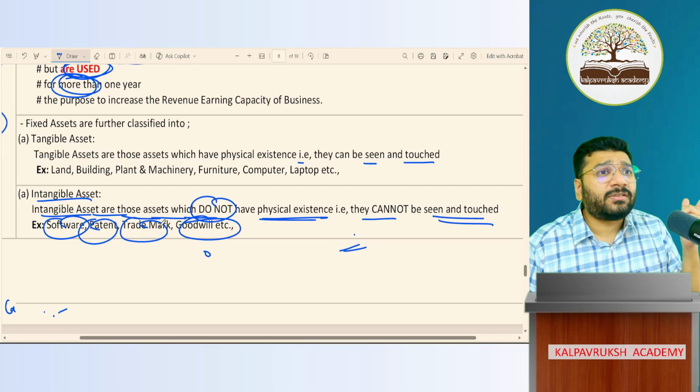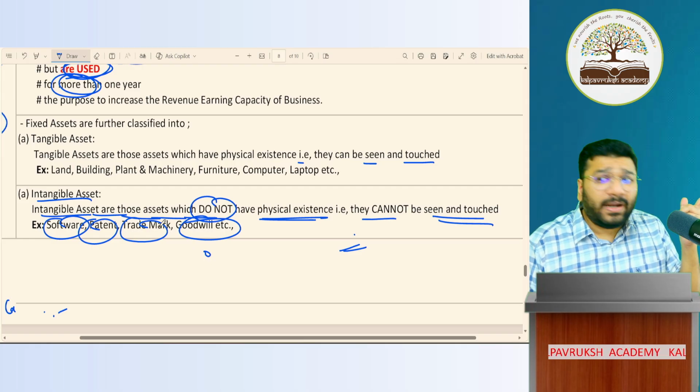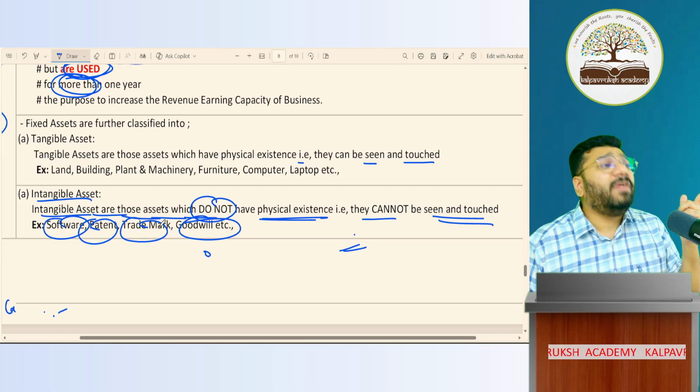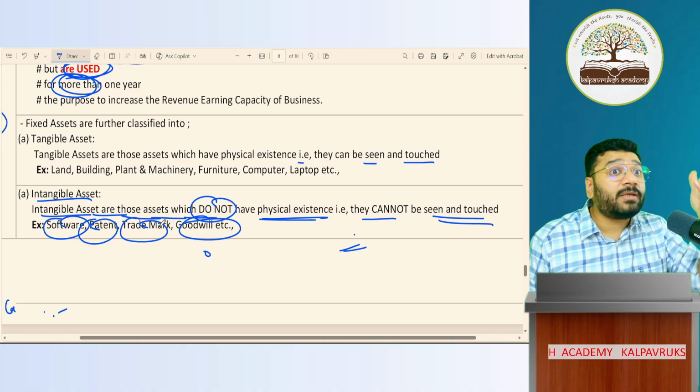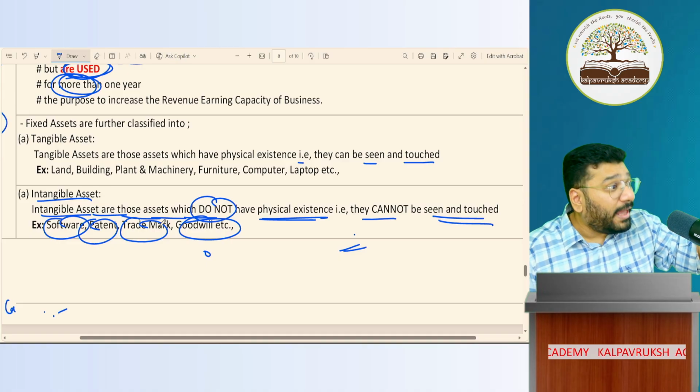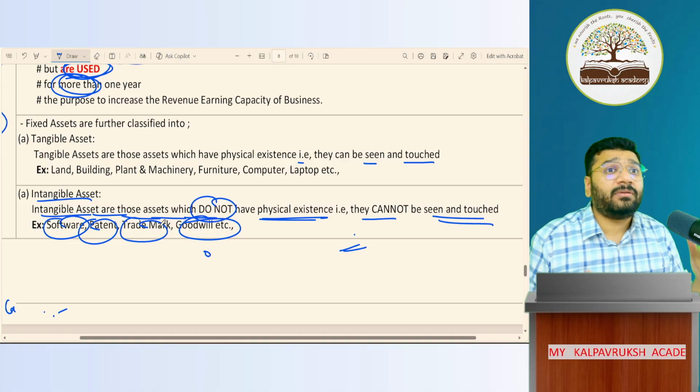Will they work free of cost? Will any software developer work free of cost? Will any web developer work free of cost? No, boss. They charge heavy salary. 2 lakh a month, 3 lakh a month, 5 lakh a month.